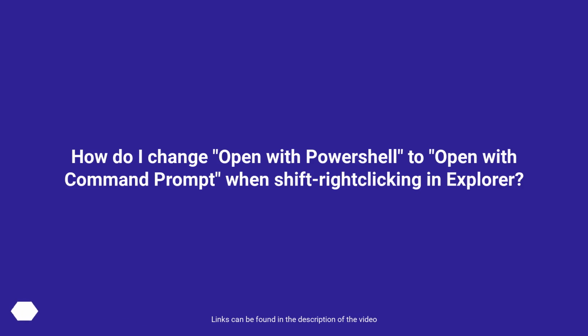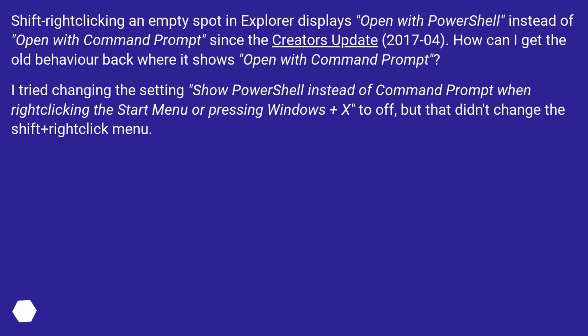How do I change Open with PowerShell to Open with Command Prompt when shift right-clicking in Explorer? Shift right-clicking an empty spot in Explorer displays Open with PowerShell instead of Open with Command Prompt since the Creators Update, 2017-04. How can I get the old behavior back where it shows Open with Command Prompt? I tried changing the setting Show PowerShell instead of Command Prompt when right-clicking the Start menu or pressing Windows plus X to off, but that didn't change the Shift plus right-click menu.